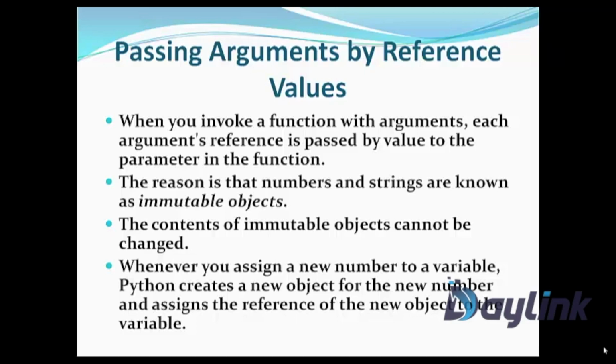The reason is that numbers and strings are known as immutable objects. The contents of immutable objects cannot be changed. Because all data are objects in Python, a variable for an object is actually a reference to the object. When you invoke a function with an argument, the reference value of each argument is passed to the parameter. This is referred to as pass by value in terminology. The value is actually a reference value to the object.